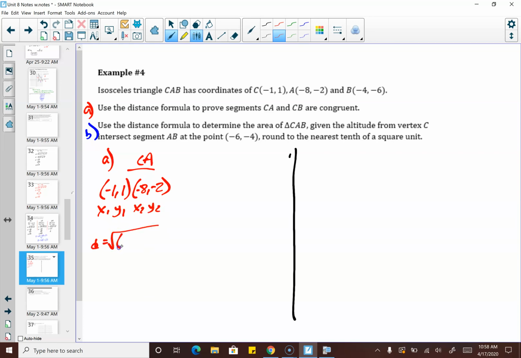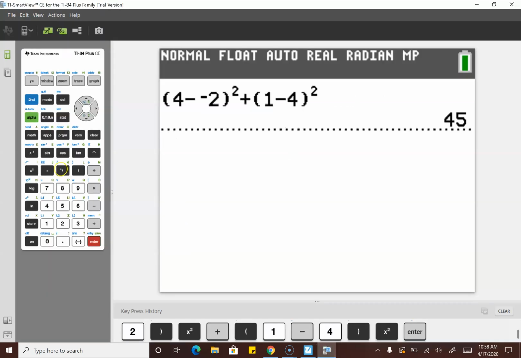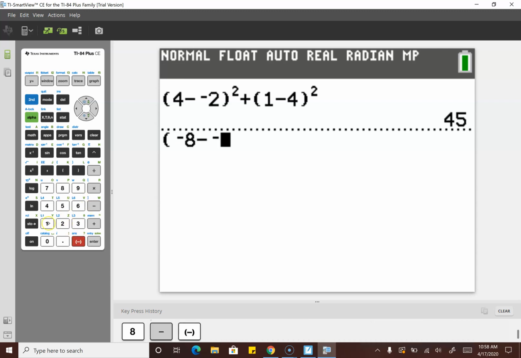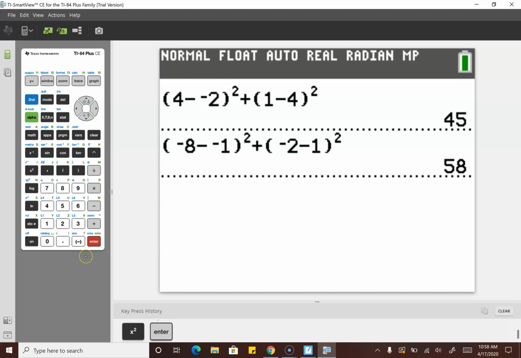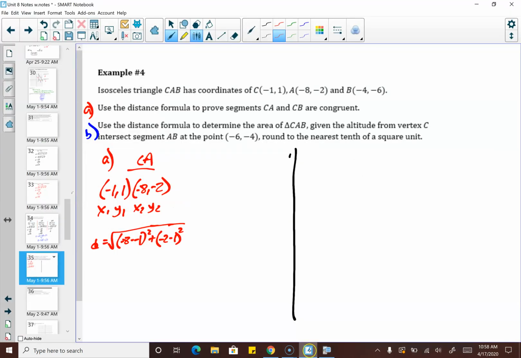So big square root -8 minus -1. All right, again, be really careful with your signs. Plus -2 minus 1 squared. So -8 minus -1 squared plus -2 minus 1 squared gives me 58.